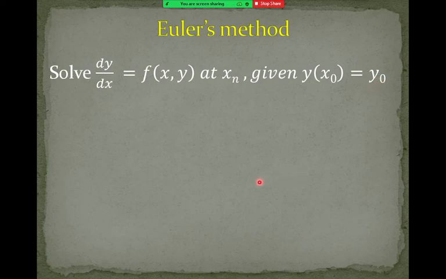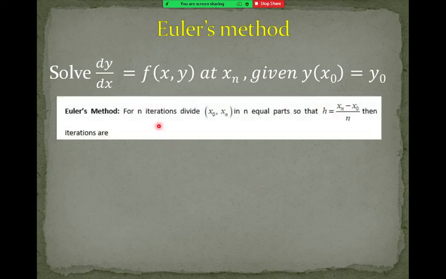Now, for Euler's method, first of all we should decide the number of iterations. Let me assume there are n iterations. If we want n iterations, then the initial value is x0 and we want the value at xn, so we get the interval x0 to xn. This interval x0 to xn will be divided into n equal parts, and from dividing this interval we get the value of h also.